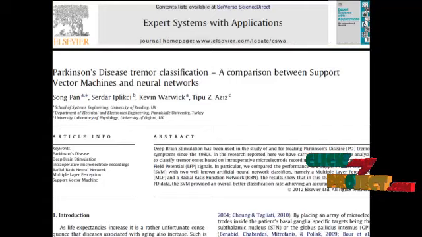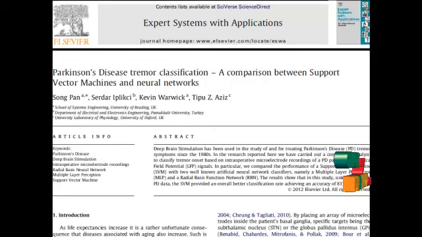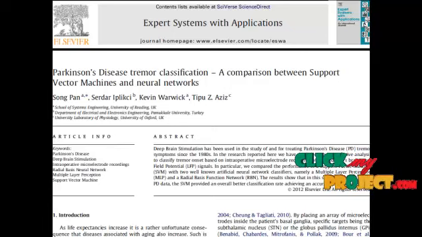Let's discuss the title Parkinson's disease tremor classification, a comparison between support vector machine and neural networks. Deep brain stimulation has been used as a medical treatment for Parkinson's disease resting tremor, particularly for those with later stage of Parkinson's disease, since the late 1980s. By placing an array of microelectrodes inside a patient's basal ganglia, with specific targets being the subthalamic nucleus, called STN, or the globus pallidus internus, GPi, stimulating pulses can be applied to overcome some or all of the PD symptoms.